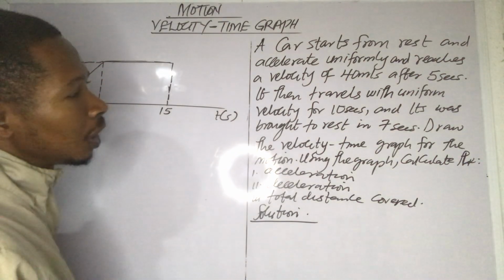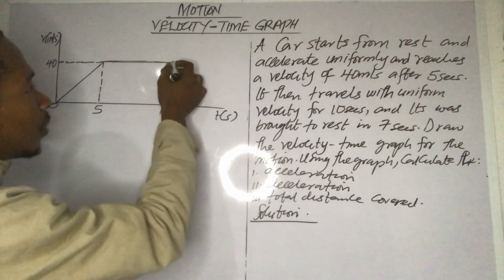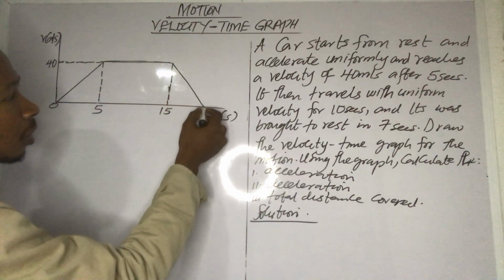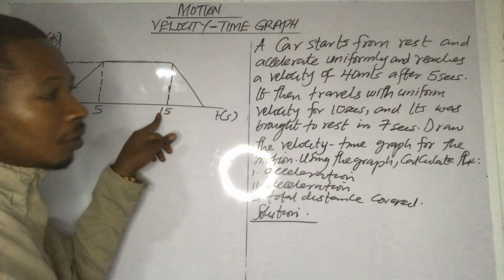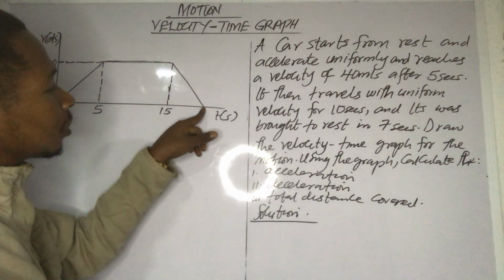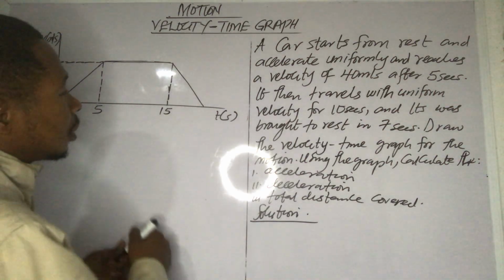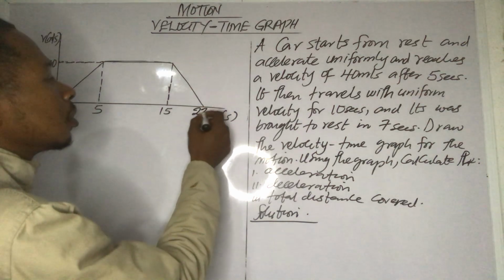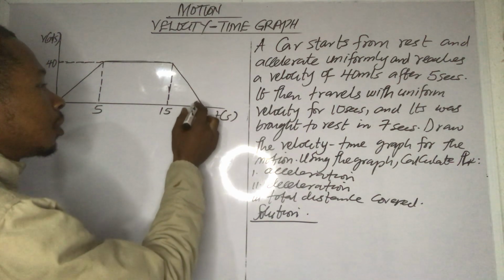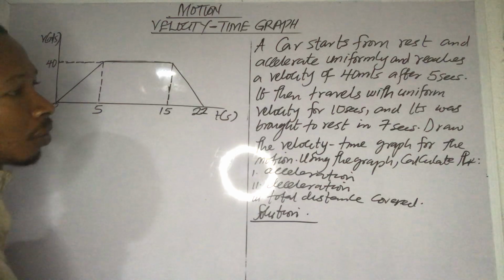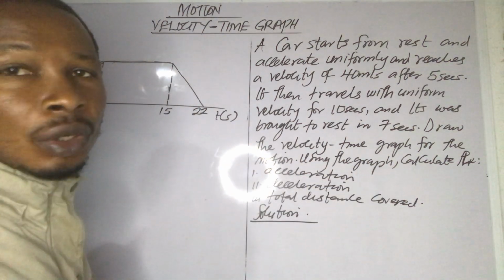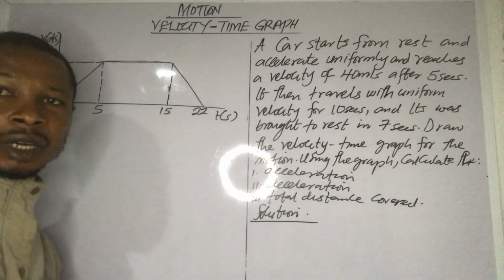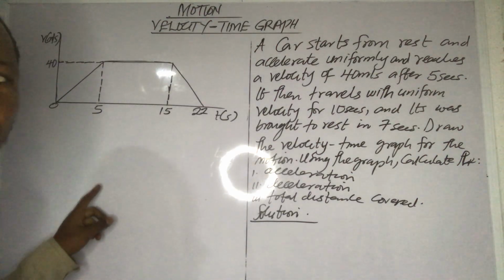And it was brought to rest in 7 seconds. That means the vehicle comes to rest in 7 seconds. The vehicle had traveled 15 seconds before being brought to rest in 7 seconds, so if I add the 7 to this, you have 22 seconds. So the total time spent by the body is 22 seconds. This is the velocity time graph that you were asked to draw.